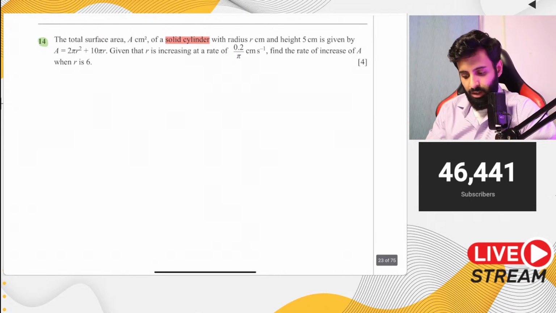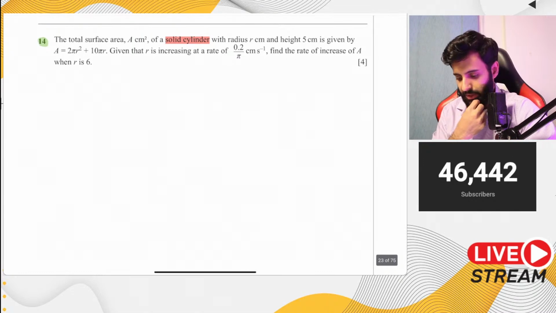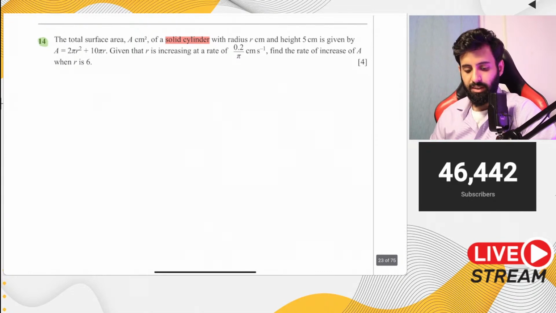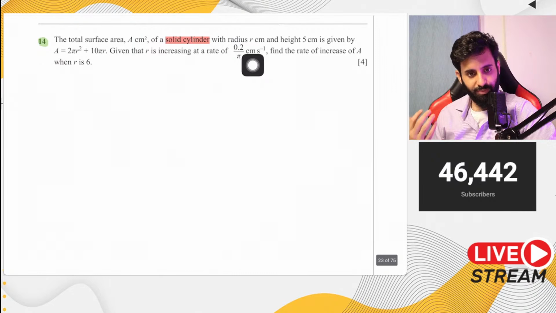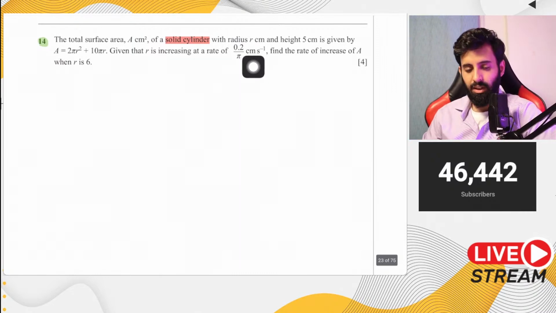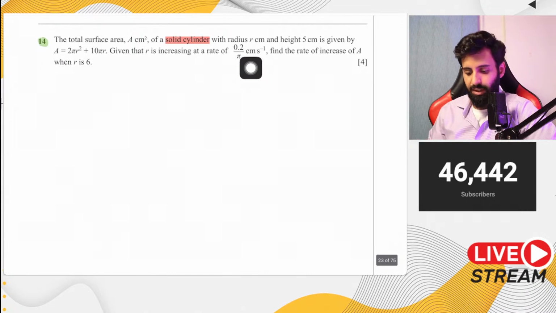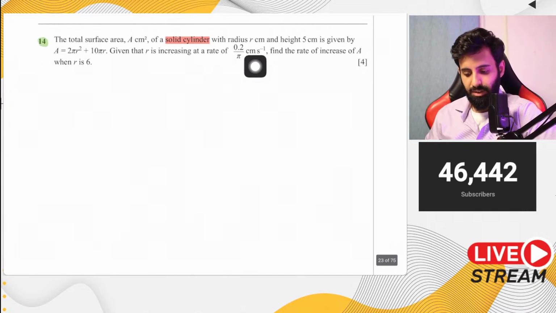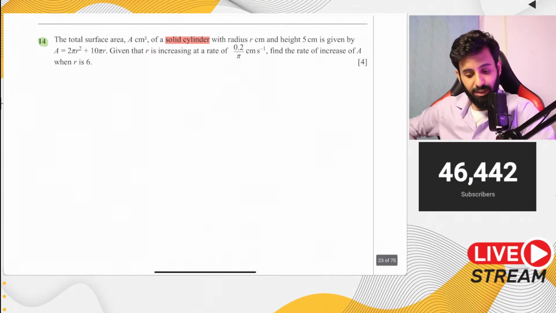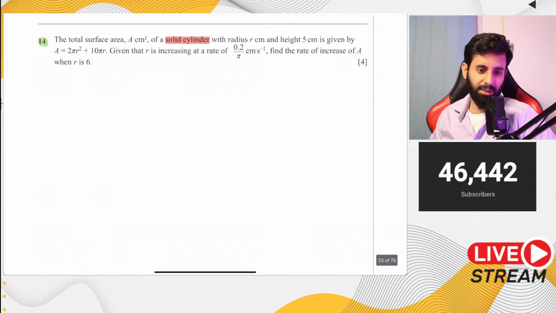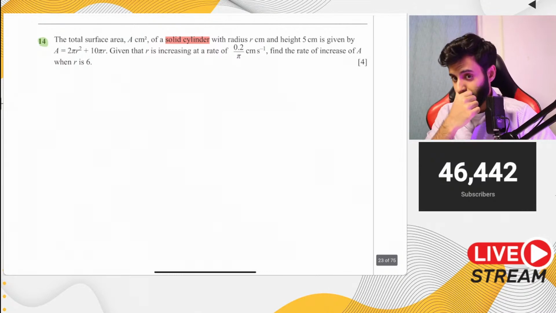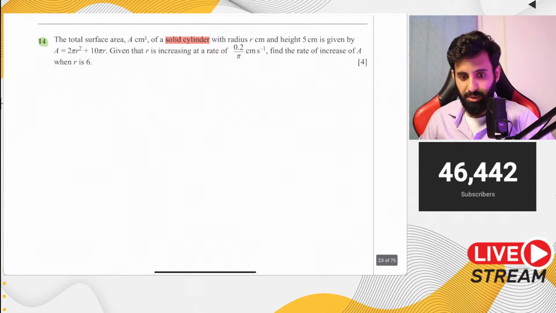With radius r and height 5 centimeter is given by, okay, given that r is increasing at a rate of 0.2 upon pi. अच्छा, इसका क्या मतलब है? Whenever the question says a certain value is increasing, and with the unit you notice some length, like for example centimeter, meter, and then you notice second minus 1, that means it is the rate of change of that value with respect to time. So for example, here the question says r is increasing at a rate, so this means dr upon dt. If it was, let's say, the volume increasing at a certain rate, then it would have been dV upon dt. If it was area, it would have been dA upon dt.